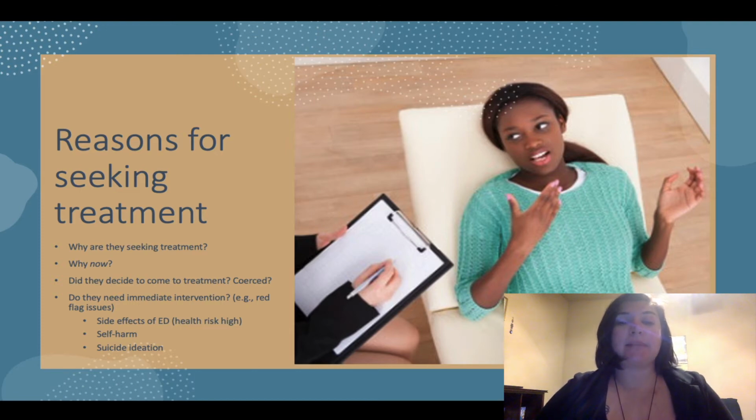Do they need immediate treatment? Like, are there red flag issues like suicidality, or they're about to die from malnutrition? Are there certain side effects from their eating disorder? Is there self-harm? All of these things need to be assessed for or screened for when deciding what the appropriate treatment is for them.